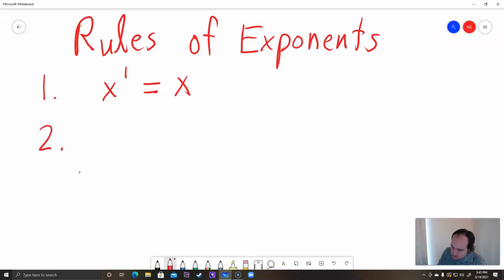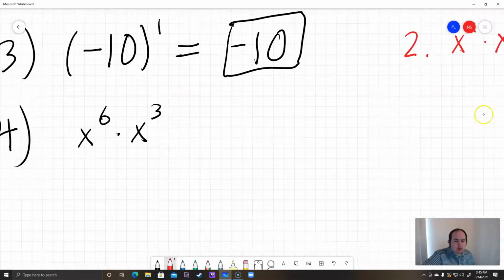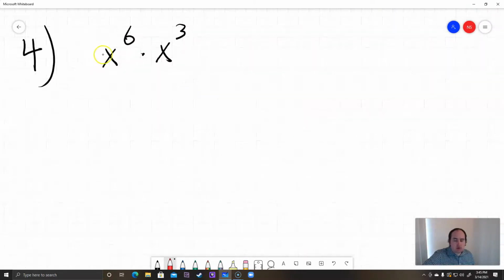Now this one says that if you have x to the a times x to the b, in other words, you're multiplying two exponentials that have the same base. They have to have the same base for this to work. Then what you do is you add the exponents. So that's going to equal x to the a plus b. Okay, so multiplying exponentials with the same base means you add the exponents. And we can see on this example number 4 that these are the same base.